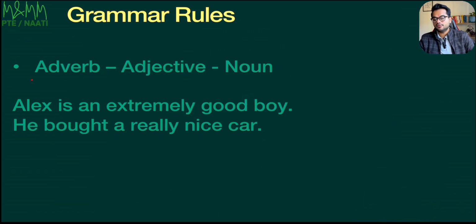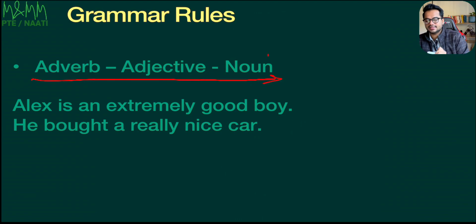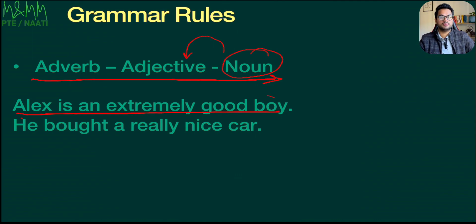Next one, adverb, adjective, and noun. So that's basically the sequence of these three things in any given sentence. If you see a noun given to you and there's a blank before the word noun, it is always going to be an adjective. Adjectives are the words which describe what a noun is, or modify a noun, if that makes sense. So if you look at this example, "Alex is an extremely good boy." Boy is a noun.